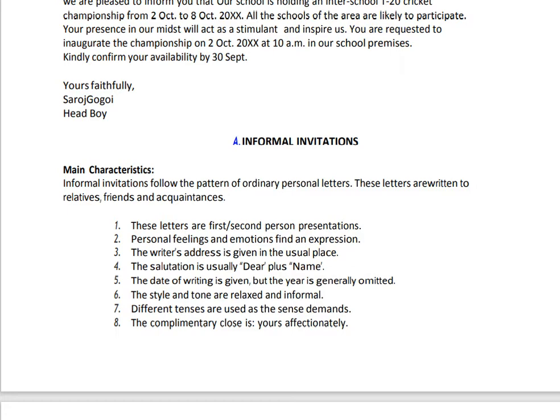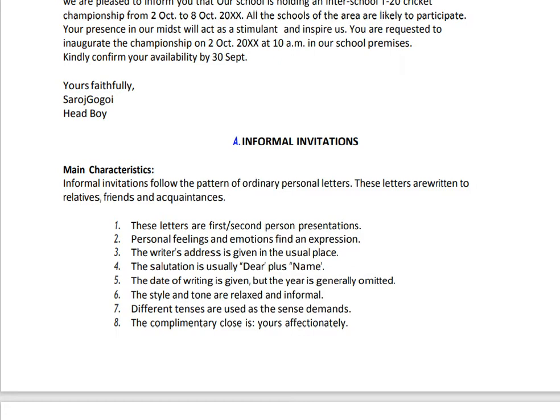The kind of language that you use has to be informal because you are inviting whom? You are inviting those who are quite close to you, your dear and near ones. So if you are inviting your friends, then how should you draft a letter? It has to be a personal letter. So the pattern is an ordinary personal letter. Remember that. And the style and tone, the style of the letter, has to be very informal.